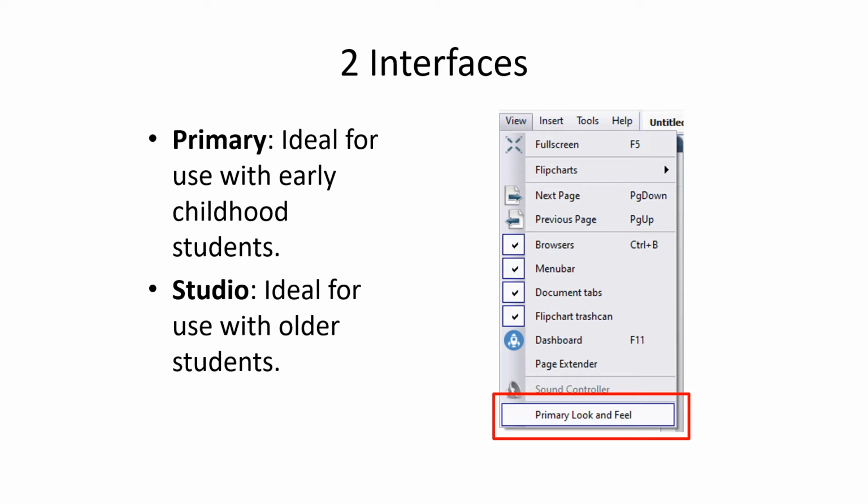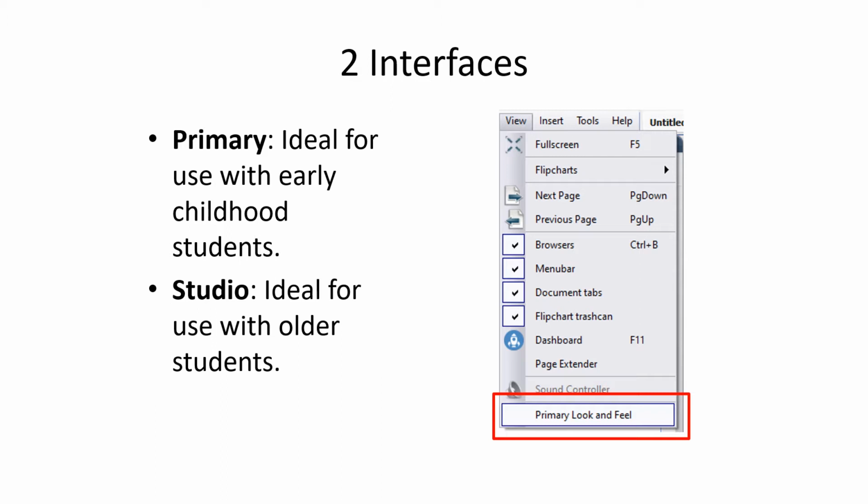Another important thing to note right from the beginning is we mentioned there are two interfaces. There's one to deal primarily with early childhood students, and then the other one is the studio version, or look and feel, which is useful for maybe middle school students, certainly high school, absolutely. If you go into the View menu, you'll notice on the very bottom of it, primary look and feel. Well, that means that I'm already in the studio look and feel. If I click on that and restart the software, the next time it opens up in the primary. If I'm in the primary right now, then it'll say studio look and feel. I'm going to have to close the software, restart it, and then I get the studio version, which is ideal for use with older students.